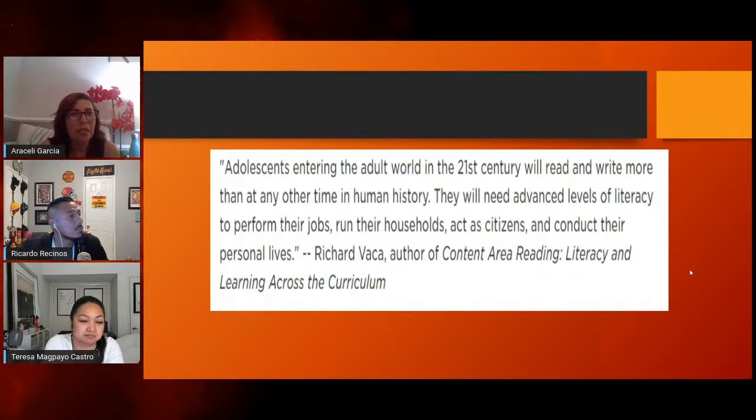So as we see here, adolescents entering the adult world in the 21st century will read and write more than any other time in human history. Wow. They will need advanced levels of literacy to perform their jobs, run their households, act as citizens, conduct their personal lives. So yes, my mom, my dad, my grandparents were able to survive and buy a house with very little education. That's not the case nowadays, right? And more so now, those jobs are going to be high-skilled jobs that our students are going to be going into. Yeah. Go ahead.